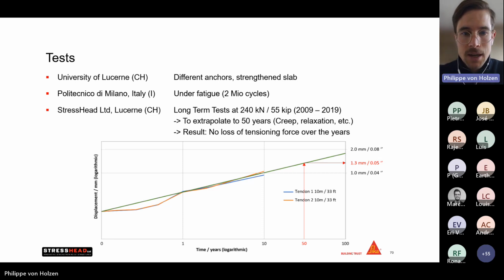Now, as you can see, the tendons that we installed were 10 meters long, and if we extrapolate the behavior to the next 50 or 100 years, we are below 2 millimeters of relaxation of the system. This number is insignificant compared to the force that we are applying, so we can really state we have no loss of tensioning force over time. And we remembered what we saw earlier. One of the big advantages is that we really just tighten those nuts on the threaded rods and don't have this slip behavior, which we all know from steel cables.